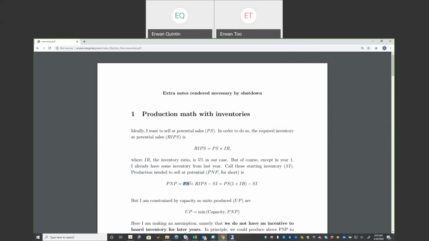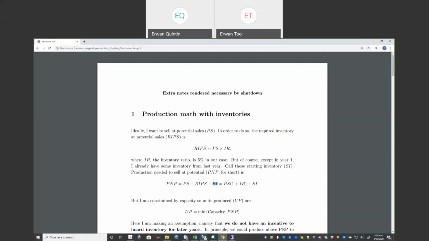So what do I need? I need to meet my potential sales. I need my required inventory to meet potential sales. So this is all that I need to produce. But at the same time, I have all that starting inventory, which I get to use.